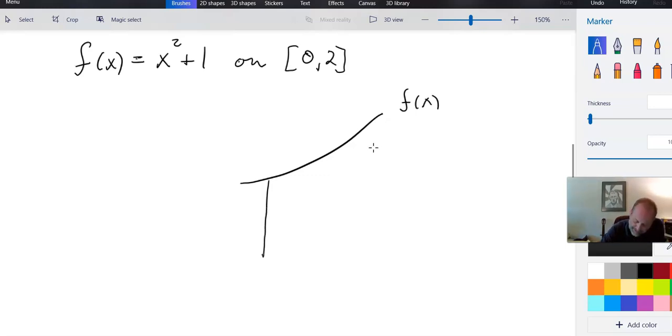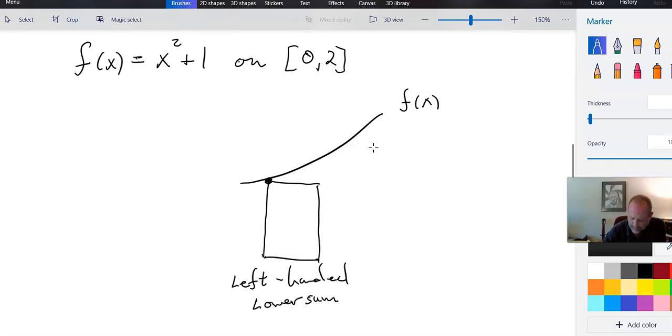I could make my rectangles so that the height of the rectangle lines up with the left-hand side, right? So this is your f of x. This is a left-handed sum. And your book likes to call it a lower sum, right? It's not called a lower sum because it's always an underestimate. Sometimes a lower sum is an overestimate.